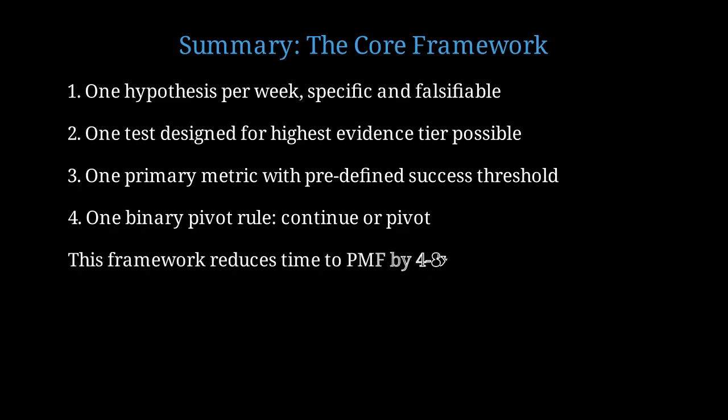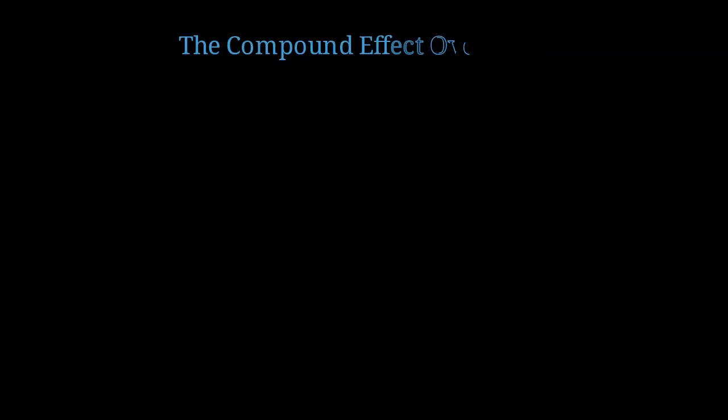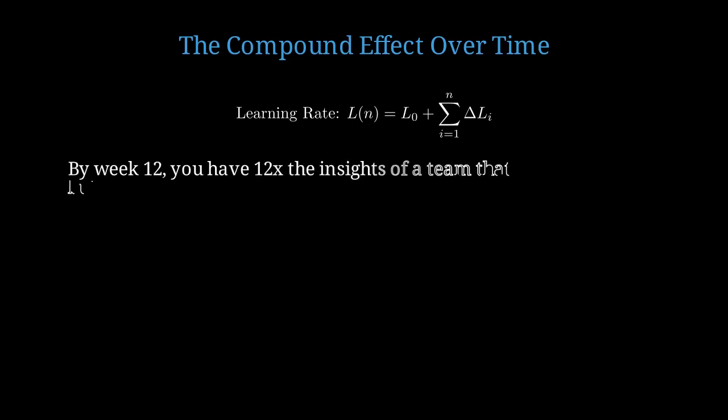This framework reduces time to product market fit by 4 to 8 times compared to traditional methods, while also reducing capital requirements and increasing success probability. The real power emerges from the compound effect over time. Each weekly iteration generates learning that feeds into the next hypothesis. Your learning accumulates. L of n equals L0 plus the sum of delta L sub i, where L0 is your initial knowledge, and each test adds incremental learning delta L. By week 12, you have 12 times the market insights of a team that builds first and validates later. This asymmetry is your competitive advantage.